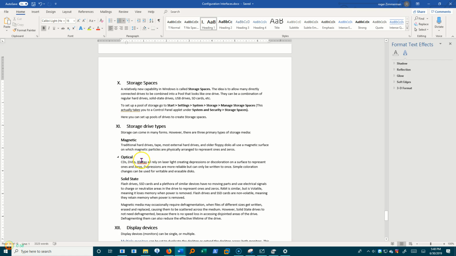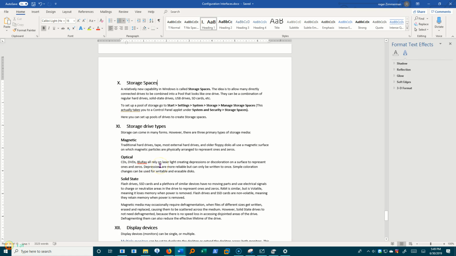All of these use laser light to either make a depression in a foil-like surface, or in some cases just discolor that surface. When we make an actual depression in the surface, we have these little lands and dips there that become permanent, so you can only write to that drive once. That would be a write once type of drive, and sometimes they call them WORM, write once, read many.